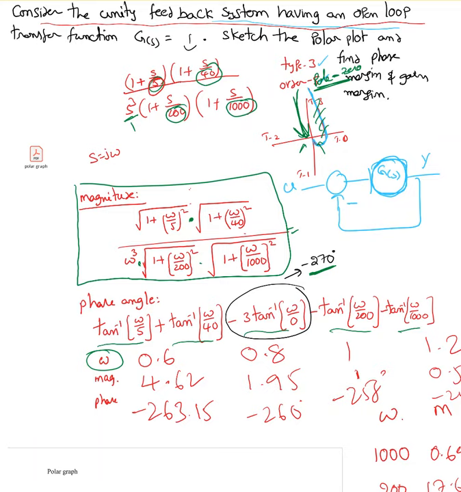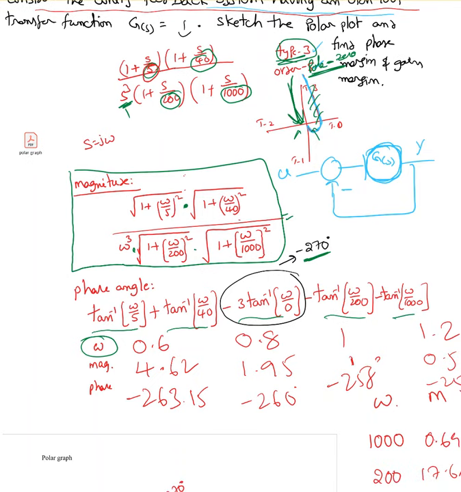Now, what type of system is this? Its type we define based on the number of poles at the origin. So I have 3 poles, so type is 3. And what is the order? Order is 5. Okay, so type 3 order 5 system look like this.